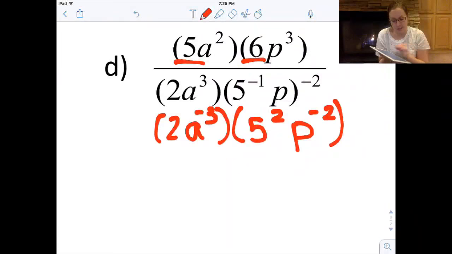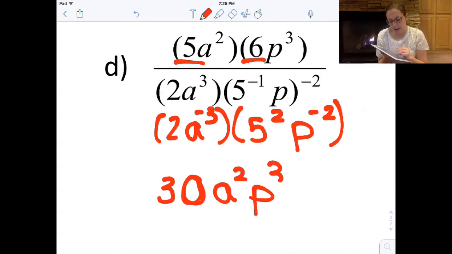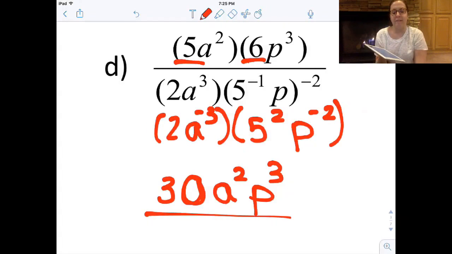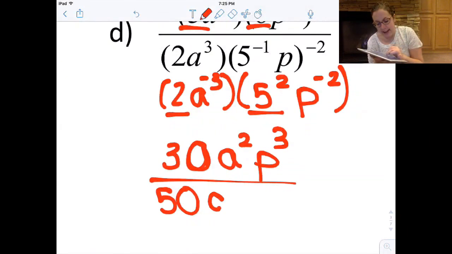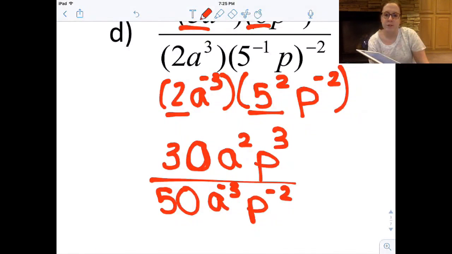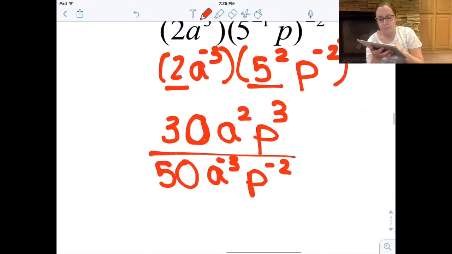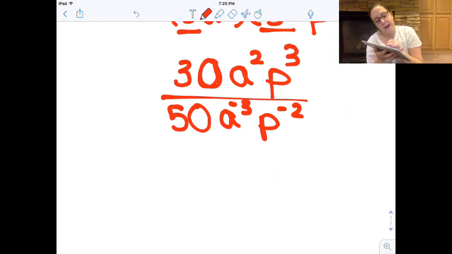And then down here, well, I have 2 times 5 squared. That's 50. 5 squared is 25. A to the negative 3rd, p to the negative 2nd. So let's go from there. So this would be 30 over 50 is 3/5. And that's a to the positive 3rd. I'm not sure why I wrote negative 3rd.